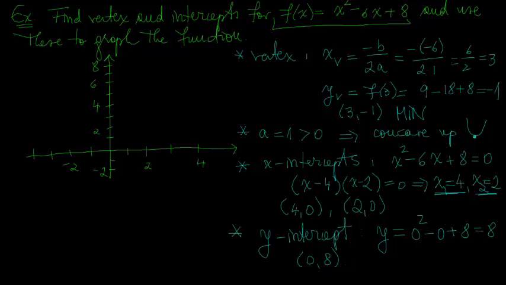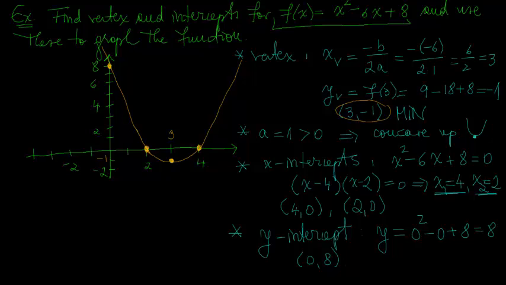So let's plot now these points on the graph of my function. First, the point where x is 0 and y is 8 is over here. The next point is at 2 and 0, this is an x-intercept, and at 4 and 0, that is also an x-intercept. And finally, I'm looking at the vertex, which happens to be at 3 and negative 1. If this is negative 1 and this is 3, that happens to be the vertex of my function. So now all I have to do is draw the parabola through these 4 points.